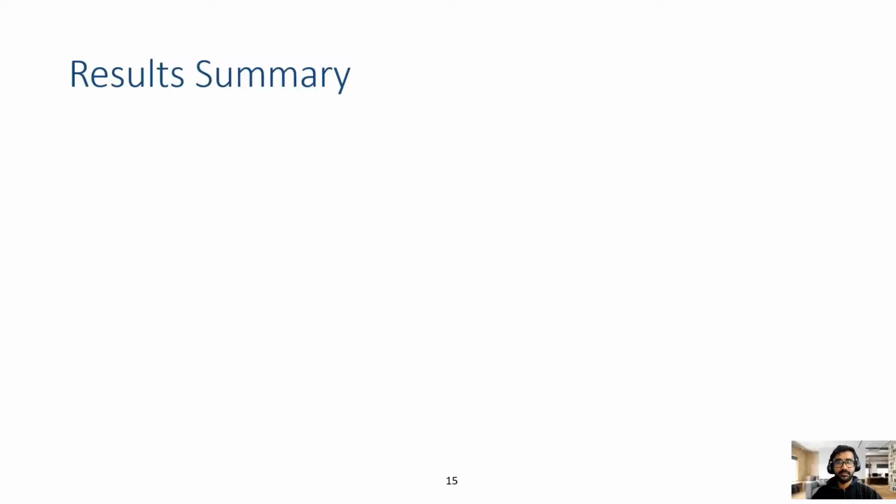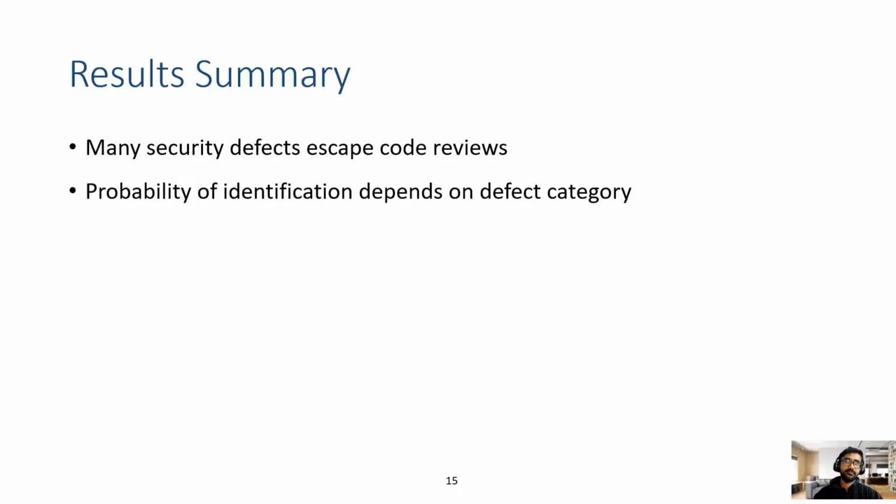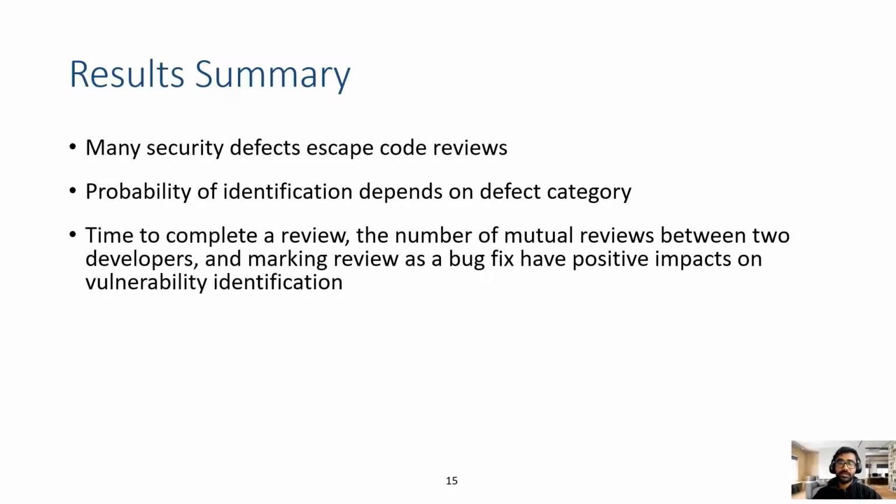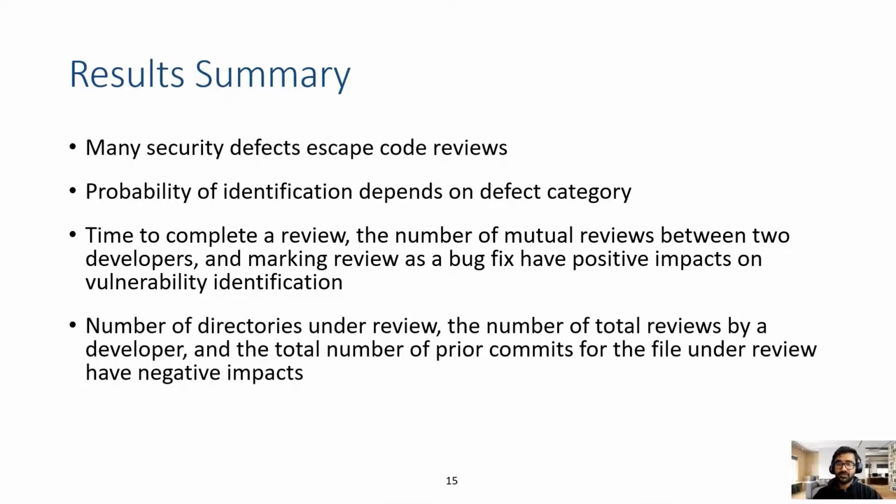We can summarize that many security defects are escaping code reviews. Our study finds that the probability of identifying a security defect depends on the defect category, time to complete a review, the number of mutual reviews between two developers, and marking code review request as a bug fix have positive impacts on vulnerability identification. On the other hand, number of directories under review, the number of total reviews by a developer, and the total number of prior commits for the file under review have negative impacts on vulnerability identification.